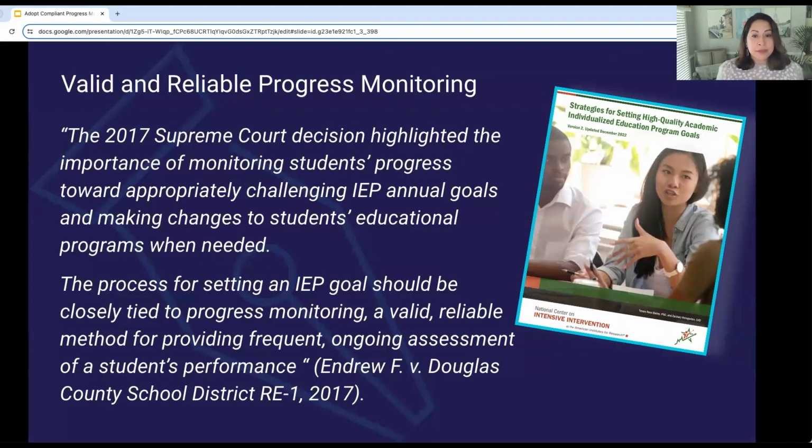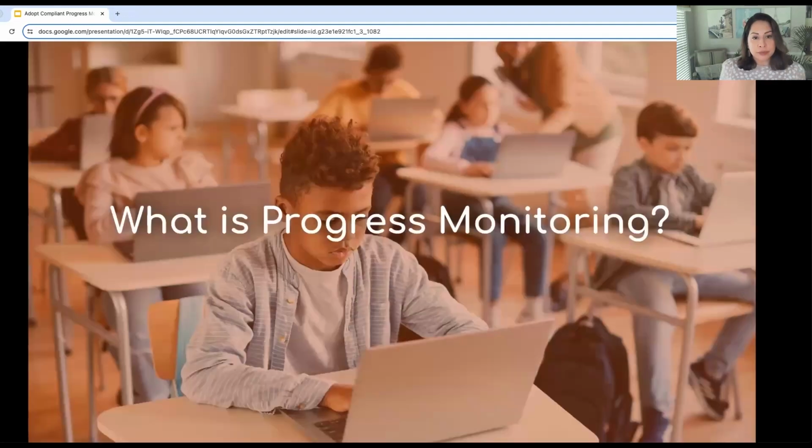So this is the process of valid and reliable progress monitoring. NCII updated their guide in December 2022, and this quote here is taken from the guide word for word. It's telling us that this 2017 Supreme Court decision highlighted the importance of monitoring students' progress towards appropriately challenging IEP goals, and that the process for setting those goals should be closely tied to valid and reliable progress monitoring. We'll include a link to the guide when we send out the webinar recording. So now we understand how we got here.